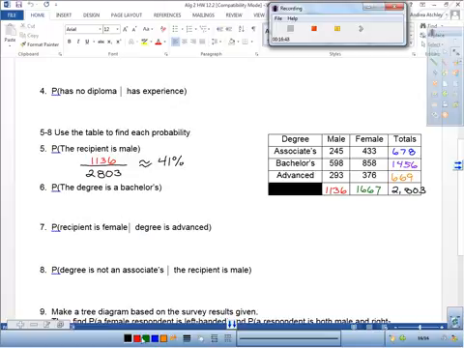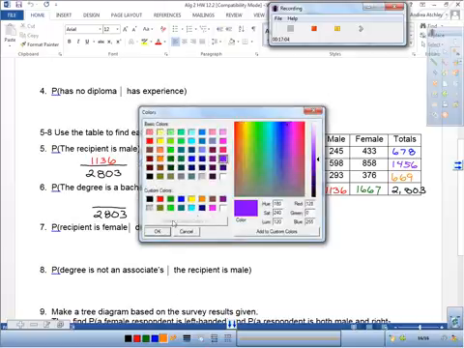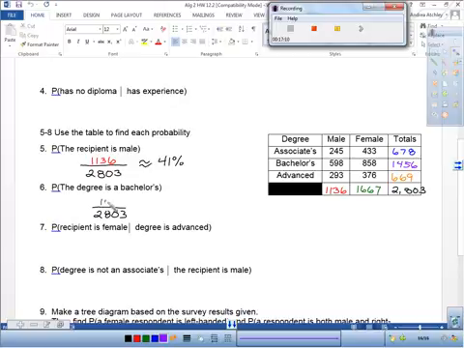Then the degree is a bachelor's. So again, we're just caring about everybody we talk to. But then we want to find out how many had bachelor's. And that's 1,456. Naomi, what'd you get for that one, for 6? 52%, do we agree with that, class? Oh, good.